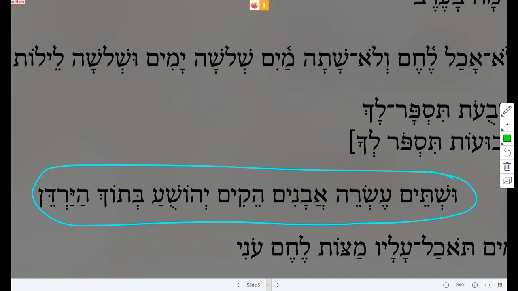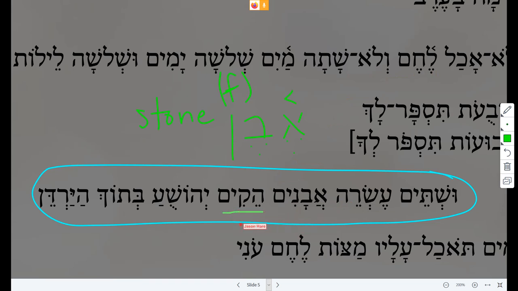Avanim. This is from the word even. And even means stone. Okay, so avanim is stones. This word is feminine, by the way. Avanim looks masculine, but it's feminine.